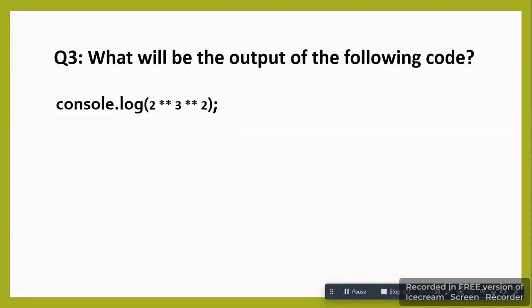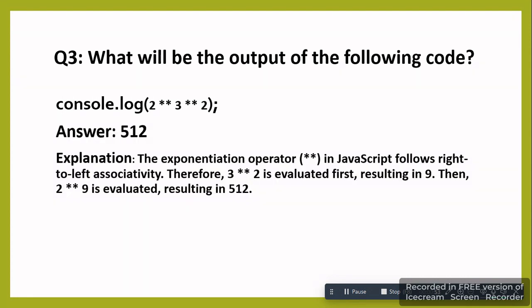Therefore, first it will evaluate 3 star star 3, which is 3 exponential of 2. The result will be 9, and after that 2 exponential of 9. The answer is 512. Okay, so here the 2 star star is an exponential operator in JavaScript. Okay, now let's move on to the next question.